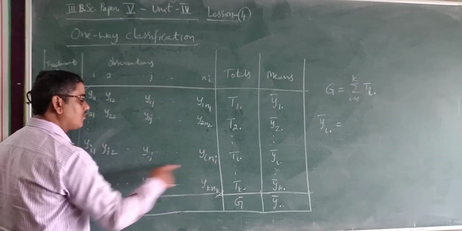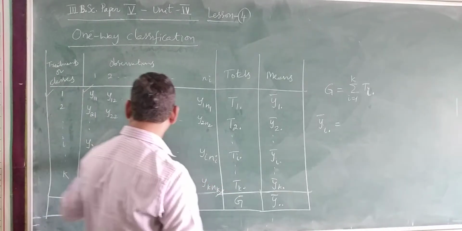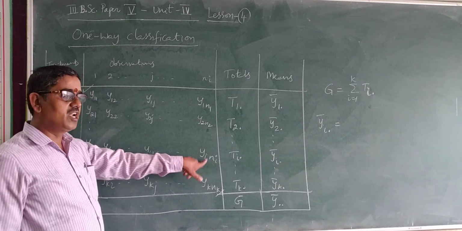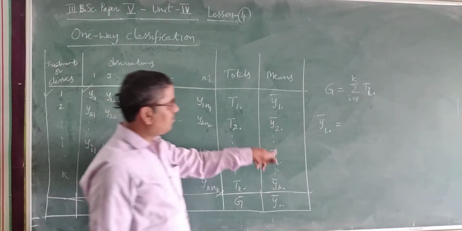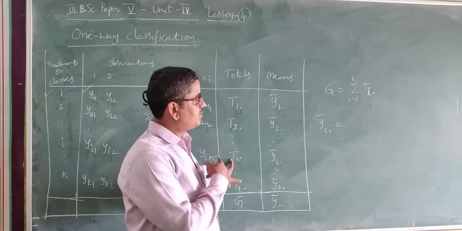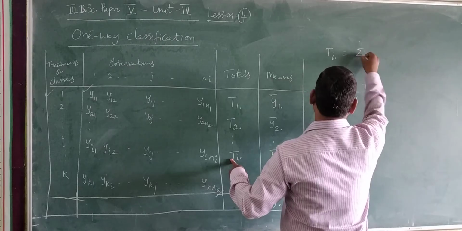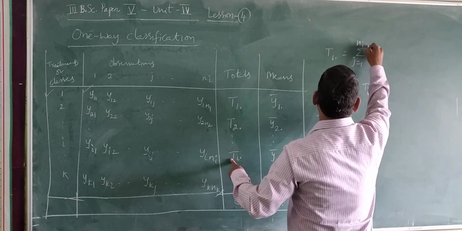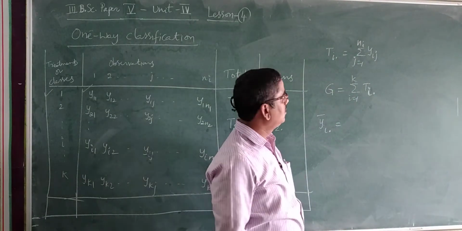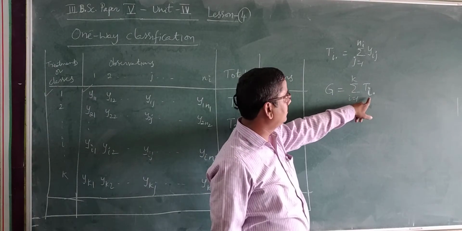The formula is the total of these observations divided by the number of observations, ni. So the formula is yi1 plus yi2 plus and so on plus yij plus and so on plus yini, divided by ni, or simply Ti dot divided by ni. What is Ti dot? The formula of Ti dot is summation j is equal to 1 to ni yij, and grand total G is equal to summation i equal to 1 to k Ti dot, or double summation.